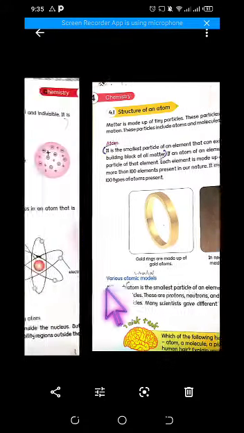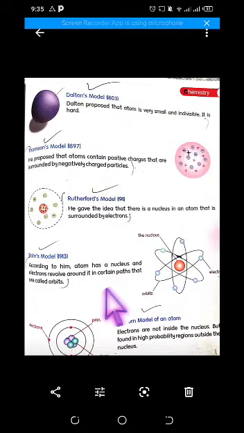Now, what are the various atomic models? Starting from Dalton's model that was proposed in 1803. What did Dalton say? He said that atom is very small, indivisible, that cannot be divided, and it is very hard. Then comes Thomson's model that was proposed in 1897. He proposed that atoms contain positive charges that are surrounded by negatively charged particles.